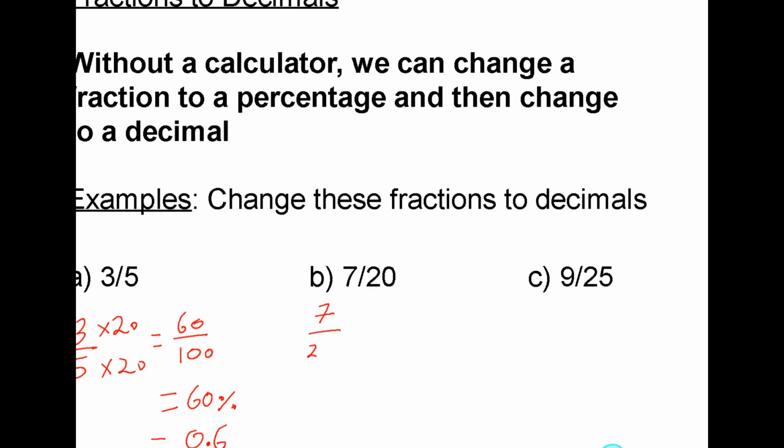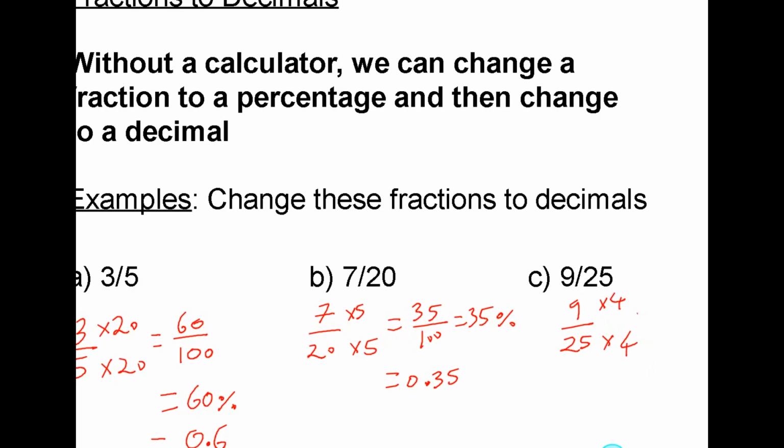7/20, as we've seen, is 35%. And to change that into a decimal, I simply divide 35 by 100, which will give me 0.35. 9/25, finally, I multiply numerator and denominator by, in this case, 4, in order to make the denominator into 100, which will give me 36 hundredths, which is going to be 36%, which is 0.36 as a decimal.